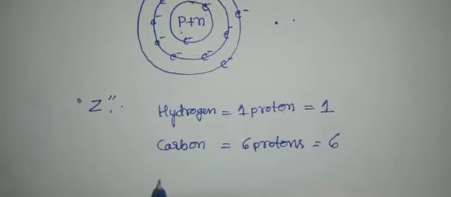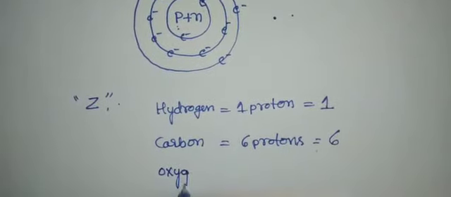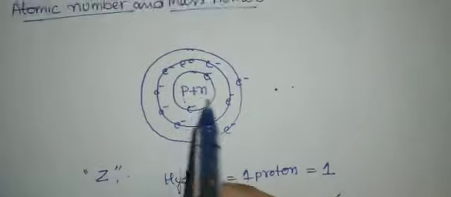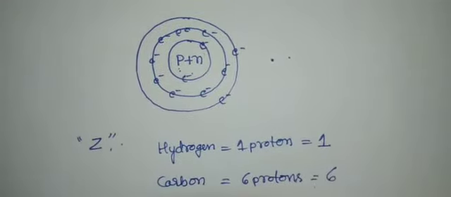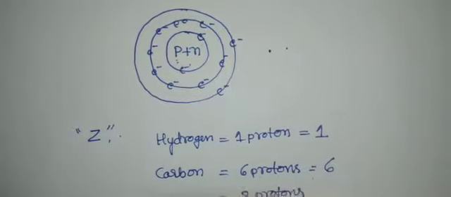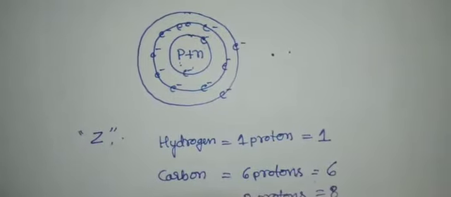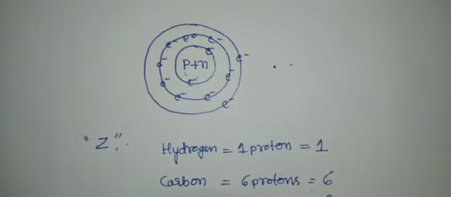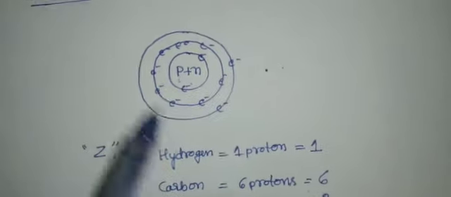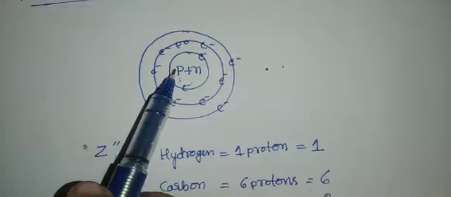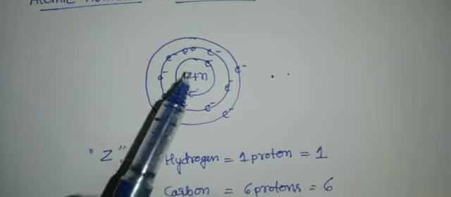Let's take oxygen. In the nucleus, it has 8 protons. So we can write it as atomic number of oxygen is 8. So therefore atomic number is defined as the total number of protons present in the nucleus of an atom.